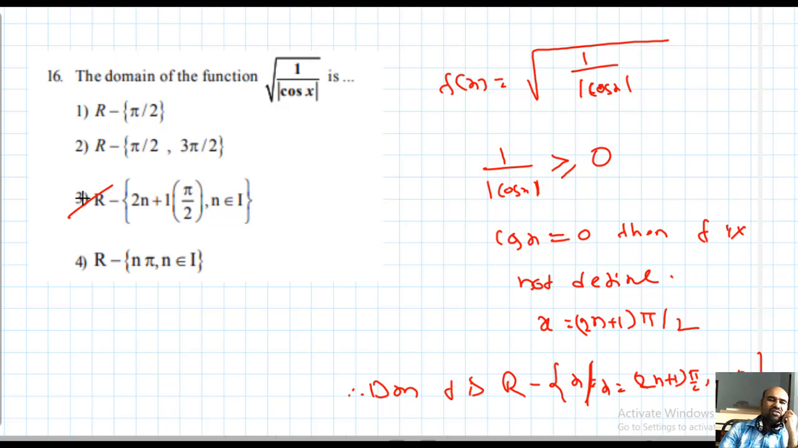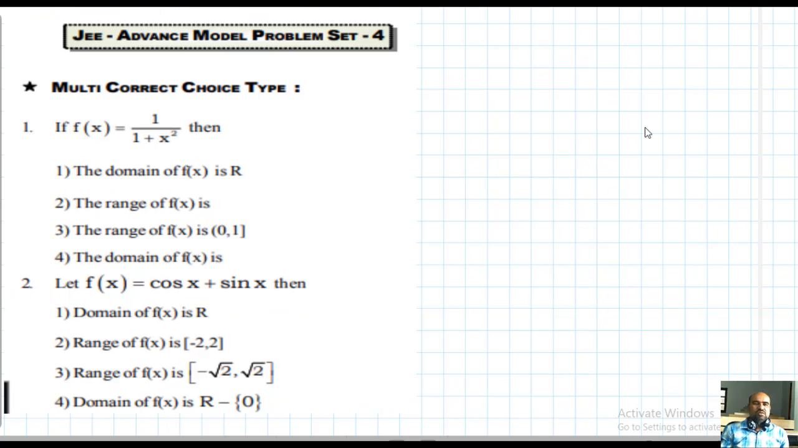I will go with the third option. Yeah students, next, advanced type problems. So the first problem is a multi-correct answer type.